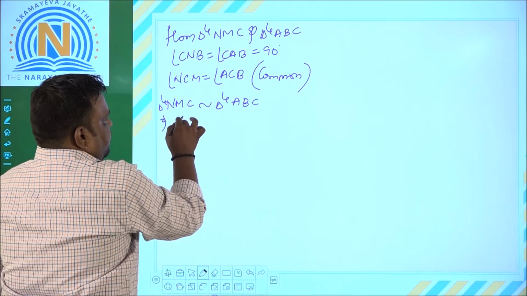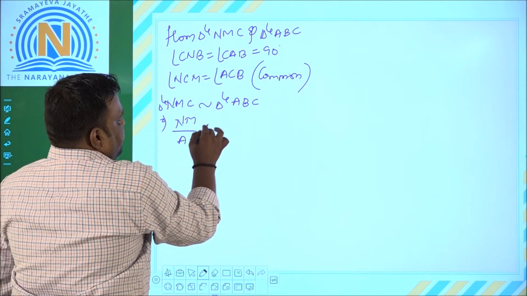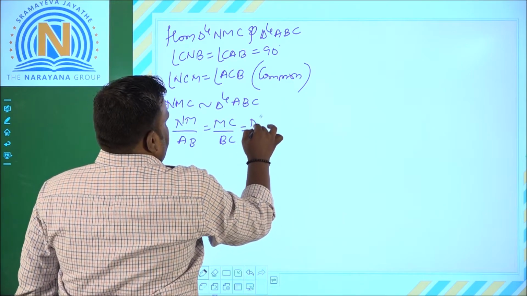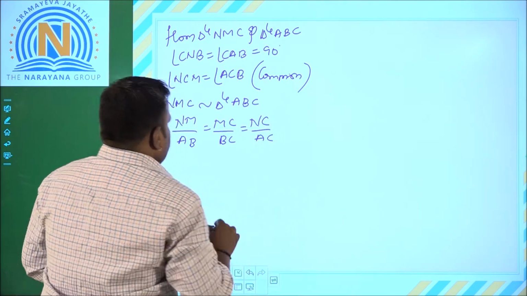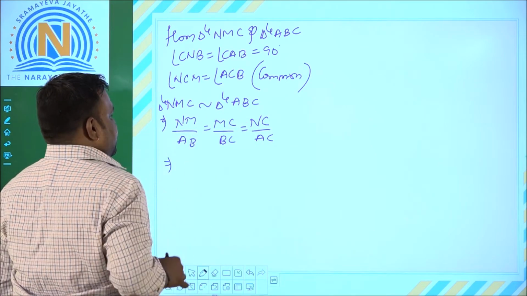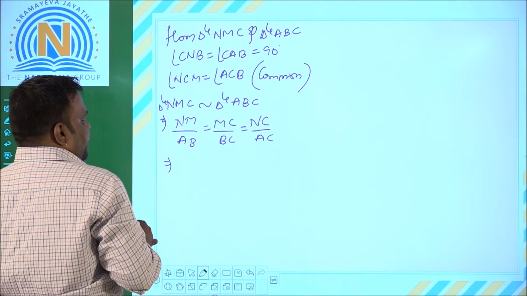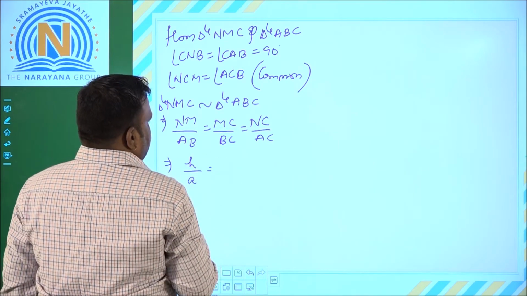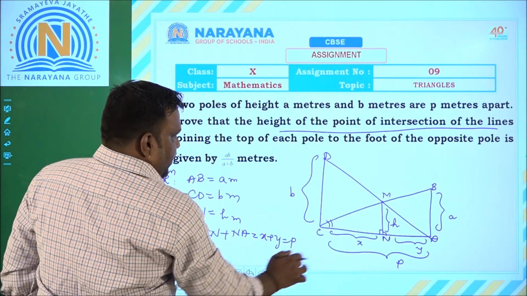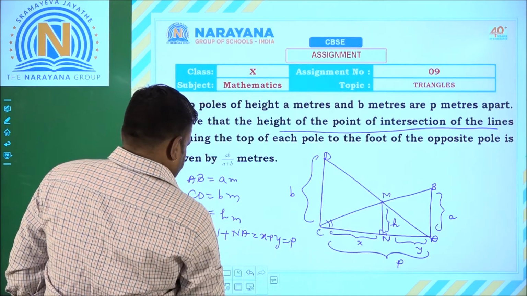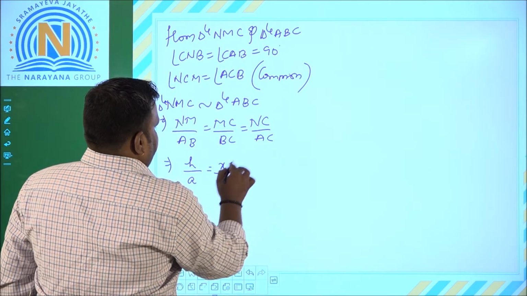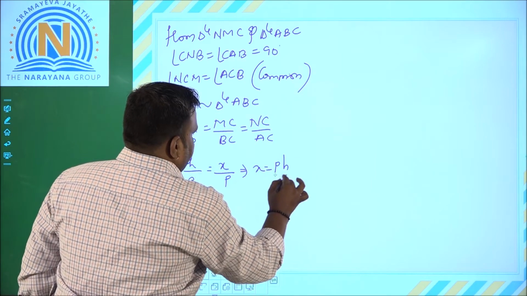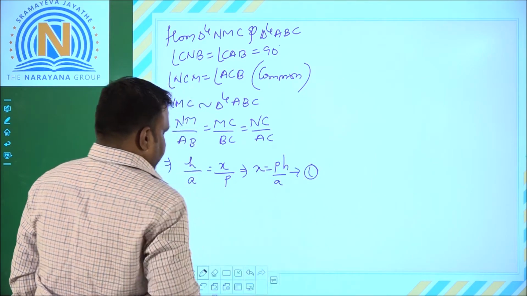So if you take the ratios, NM by AB is equal to MC by BC is equal to NC by AC. So NM by AB, let us consider first and last. NM is nothing but H, by AB which is A, is equal to NC, which is X, by AC which is P. Sending P to that side, we are left with X is equal to PH by A. Let us name this as the first equation.